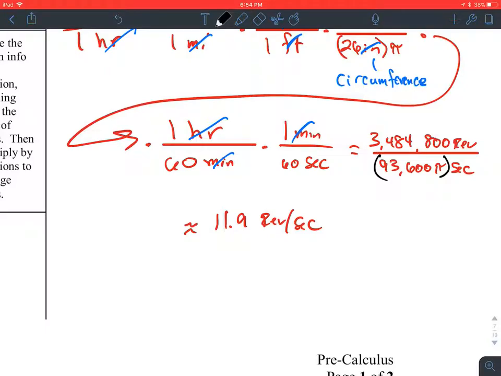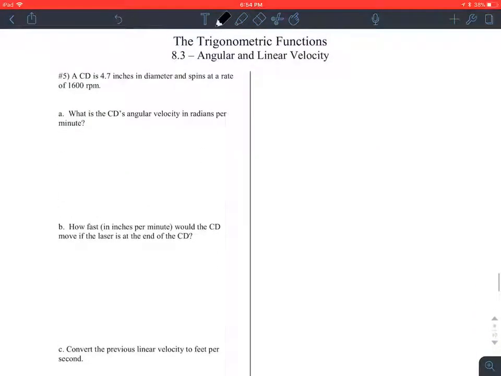Please put this part here in your calculator right now, and make sure you get 11.9. If you don't, can't figure it out, make a note of it, and then you can ask me about it at school.